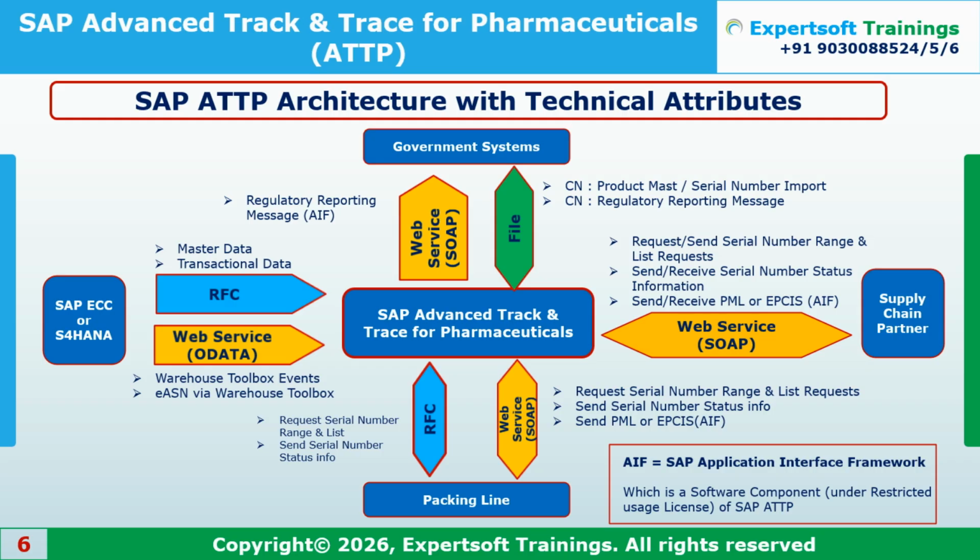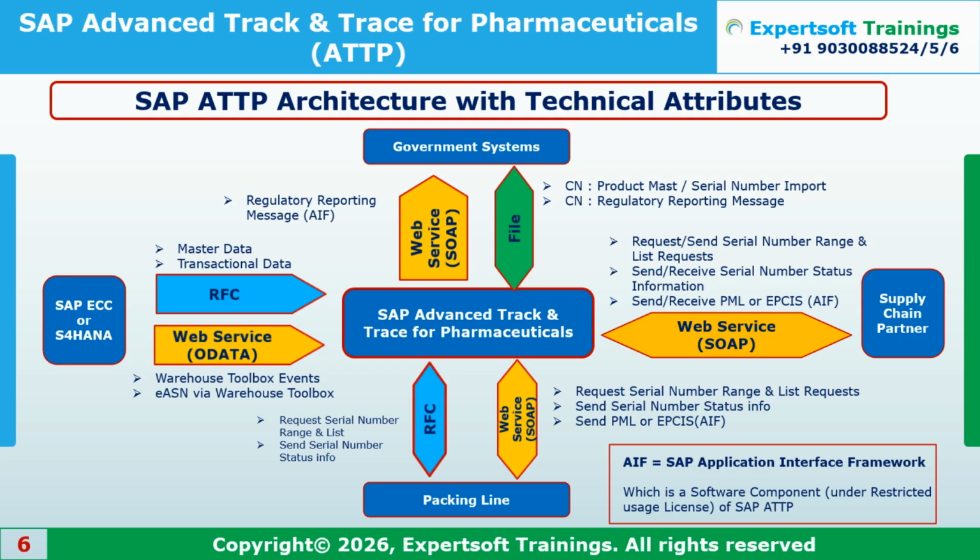See, these are four different platforms centrally connected to ATTP. How does ATTP connect to four different systems? Let's say the primary connection would be between SAP ECC and ATTP, and then the client's packaging line should also have an integration with ATTP. The supply chain partners also should have a communication channel established so that the supply chain partner can request or send the serial number request, and they can send or receive the EPCIS files, right?